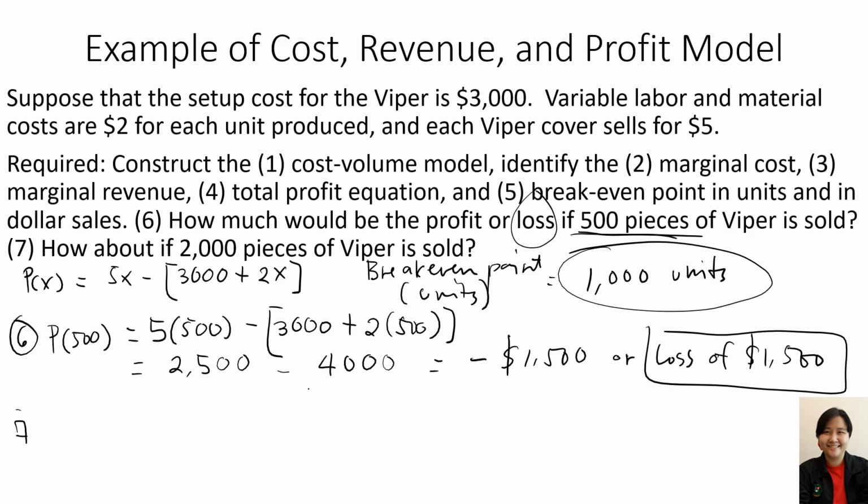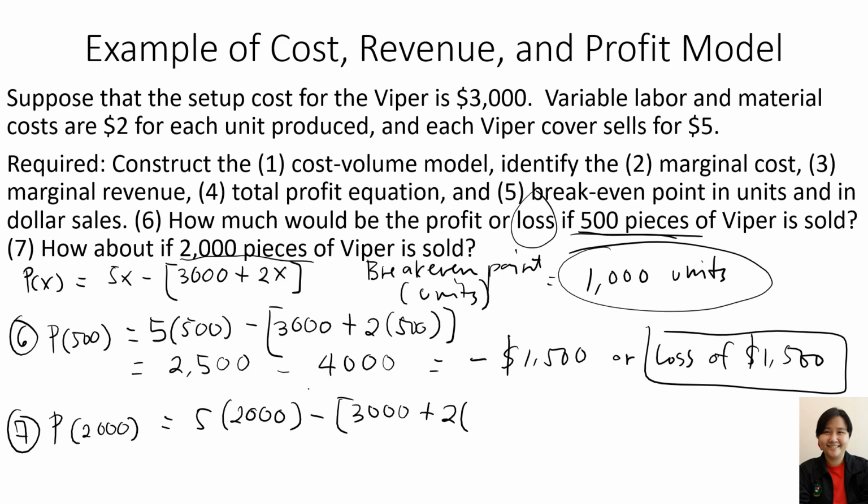Now, number 7, how about if 2,000 pieces of Viper is sold? Since 2,000 pieces is greater than 1,000 units, which is the break-even point, then obviously we would generate a profit. So let us compute how much it is. Substitute x for 2,000. So P(2,000) is equal to 5 times 2,000 minus 3,000 plus 2 times 2,000.